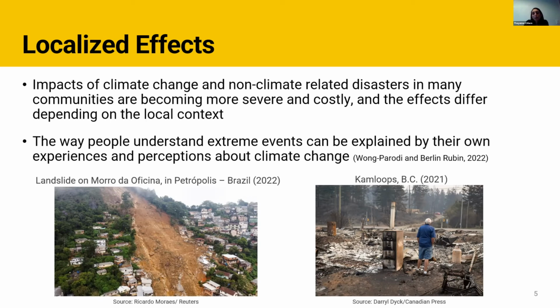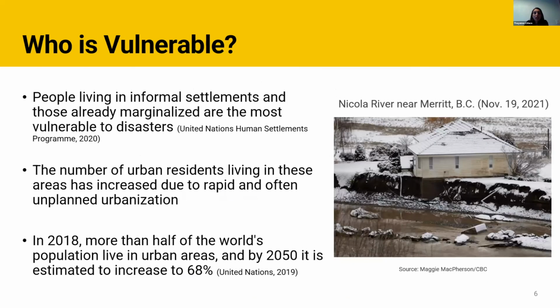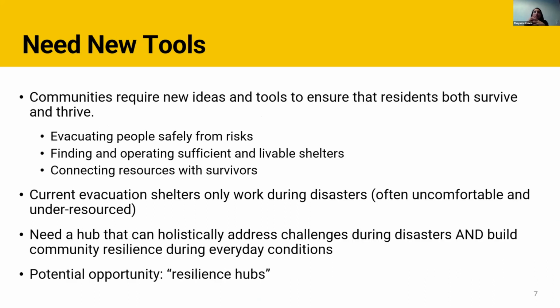But who are the most vulnerable people to these disasters? The literature points out that people living in informal settlements and those already marginalized are the most vulnerable to disasters. The number of people residing in these areas has increased due to rapid urban growth, which is usually unplanned. According to the United Nations, in 2018, more than half of the world's population were living in urban areas, and by 2050, it's estimated to increase to 68%. Thus, these communities need new ideas and tools to ensure that their residents both survive and thrive.